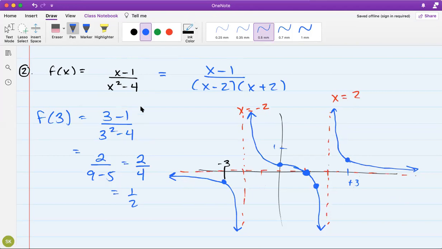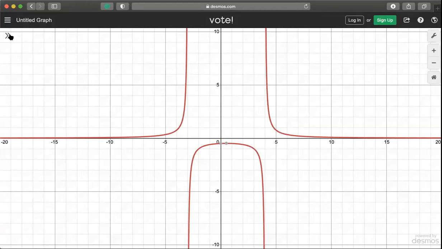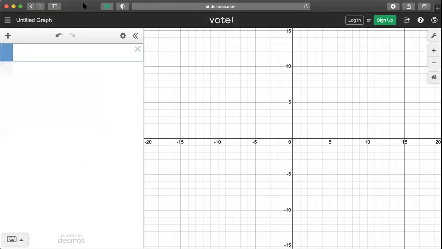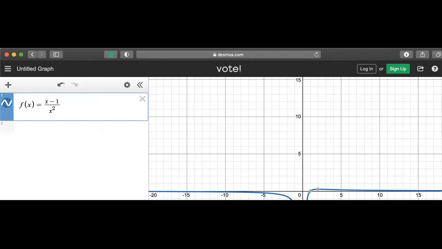So let's switch over to our graphing calculator. What I'm going to do is write this function. This is f of x is equal to, on the top, x minus 1, on the bottom, x squared minus 4.